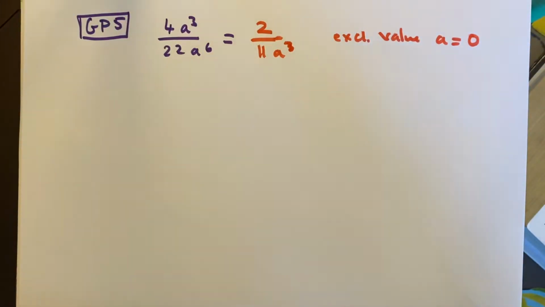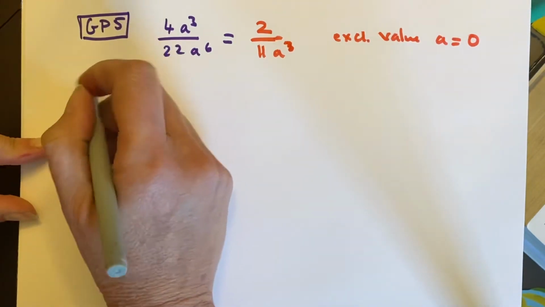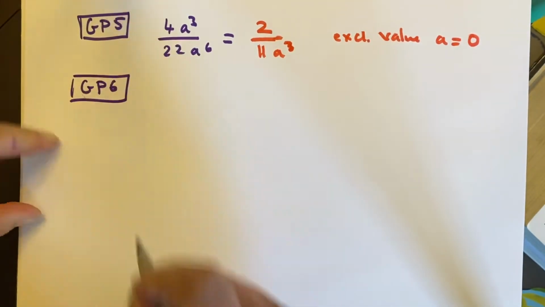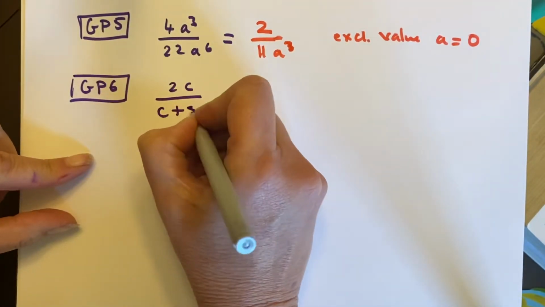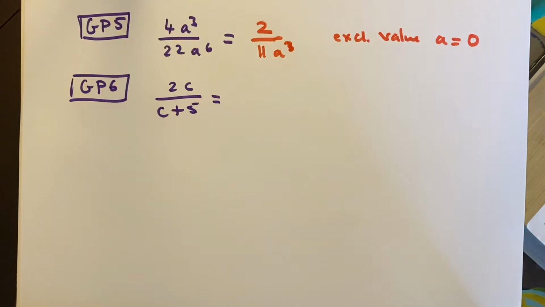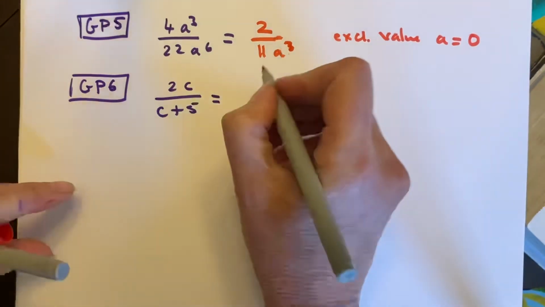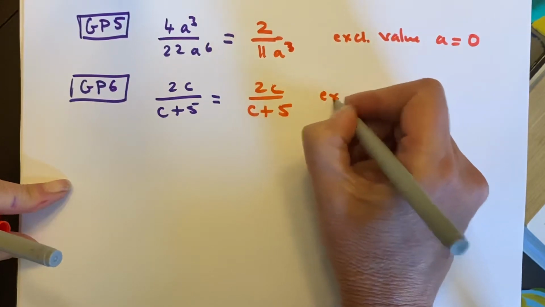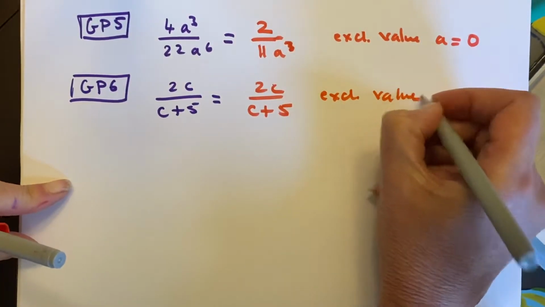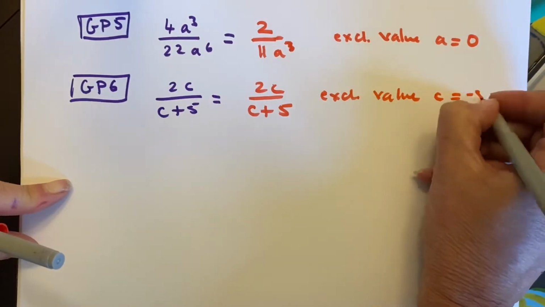Okay, let's look at guided practice 6, which was 2c over c plus 5. Well, it does not look like any reductions can be done. So your answer is going to just be 2c over c plus 5. And the excluded value, the value of c that will make the denominator 0, is going to be c equals -5.